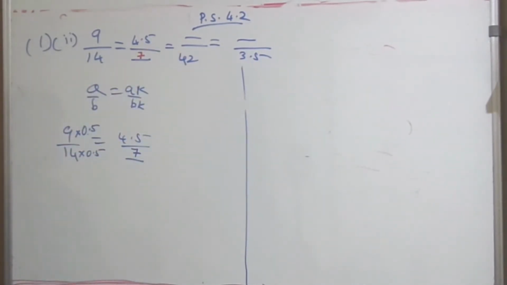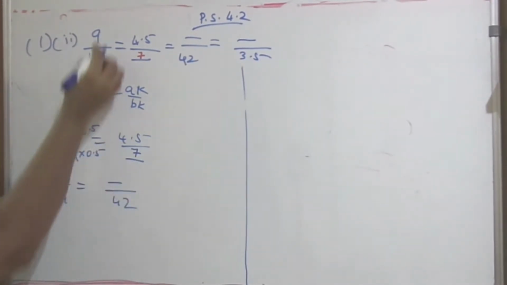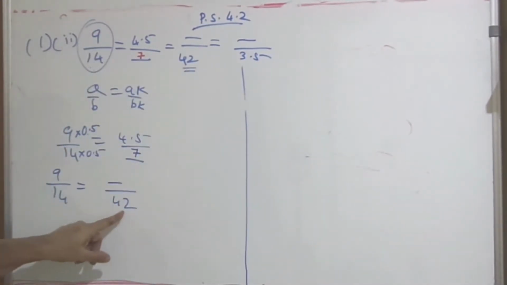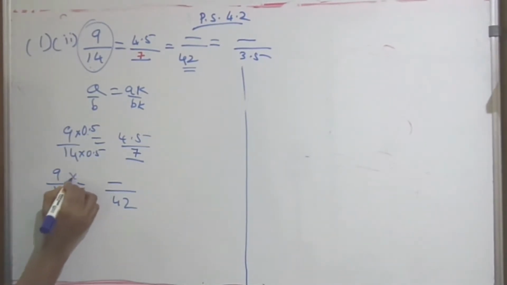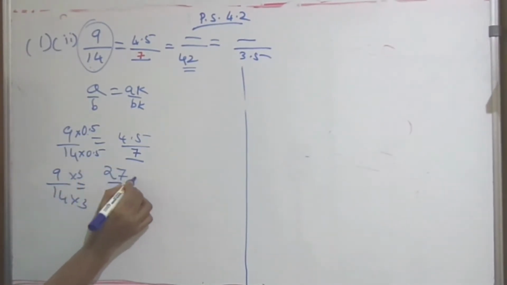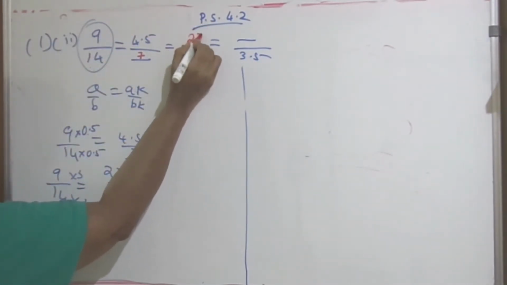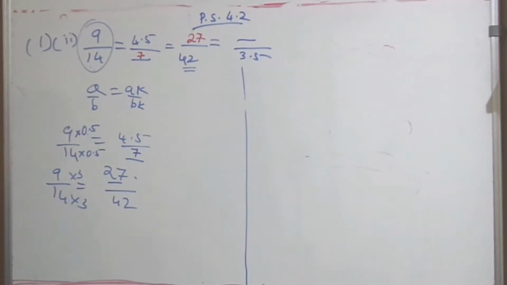Now take the next one. 9 upon 14 is equal to dash upon 42. Okay, I am taking the same ratio. This is the given ratio and I am finding out this. 14, what do you multiply by to get 42? Into 3. The same number you multiply up. You are getting 27. So the answer is 27. One more question is there.